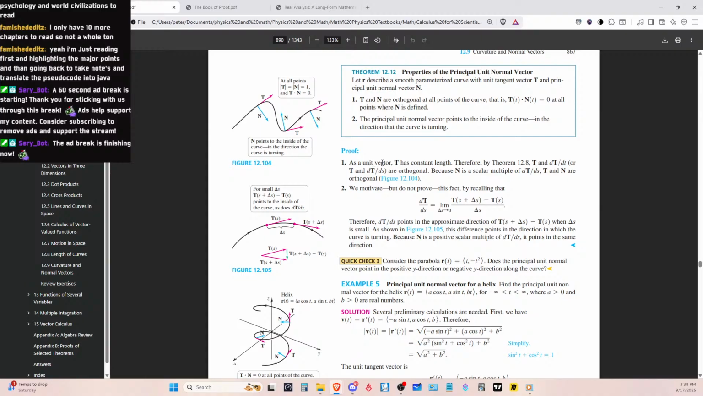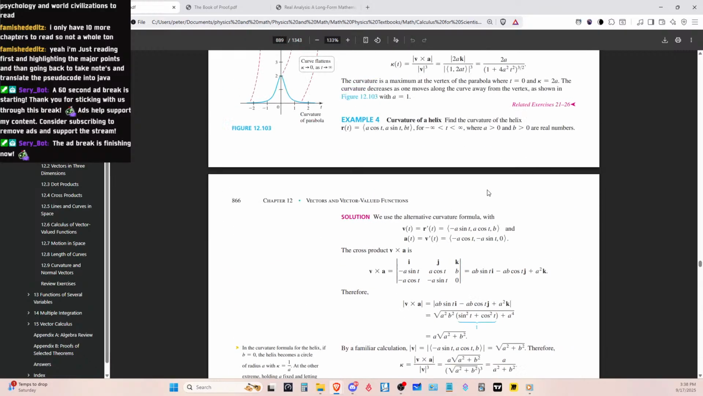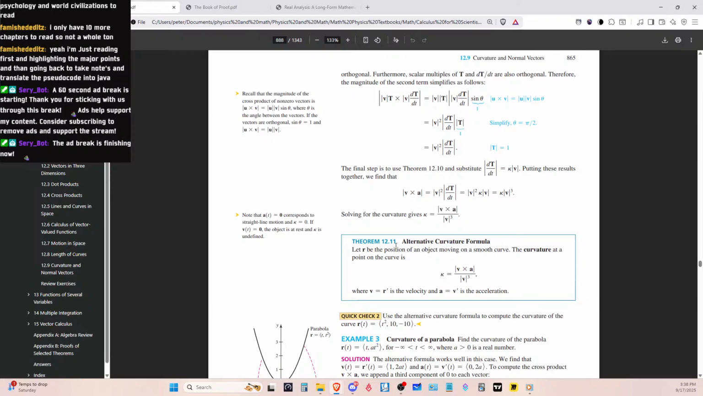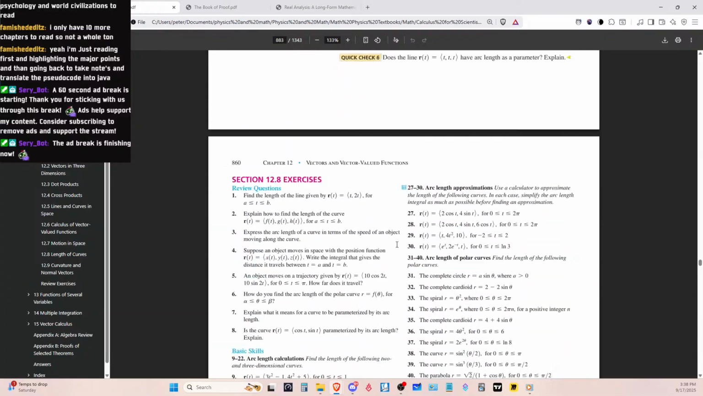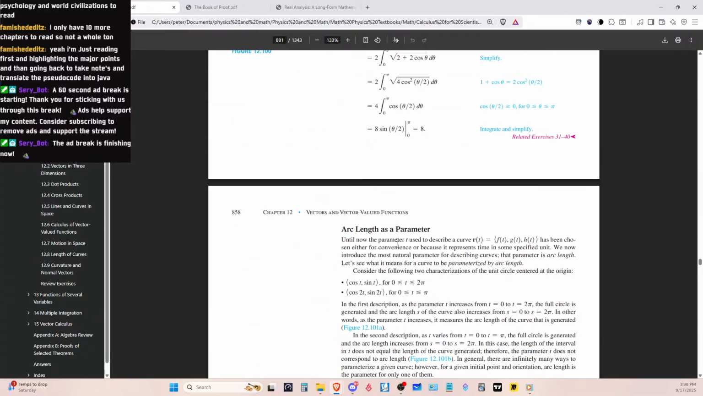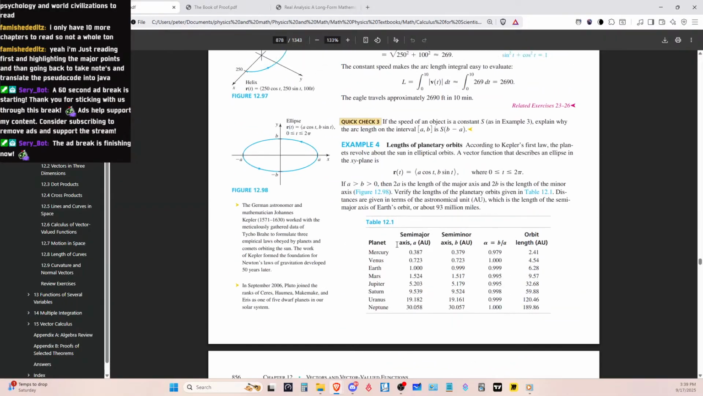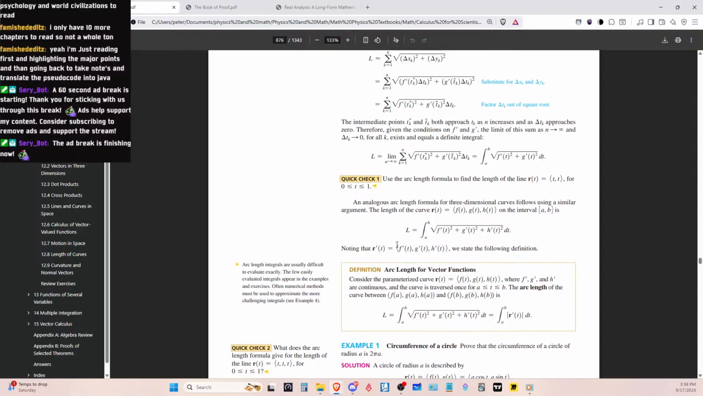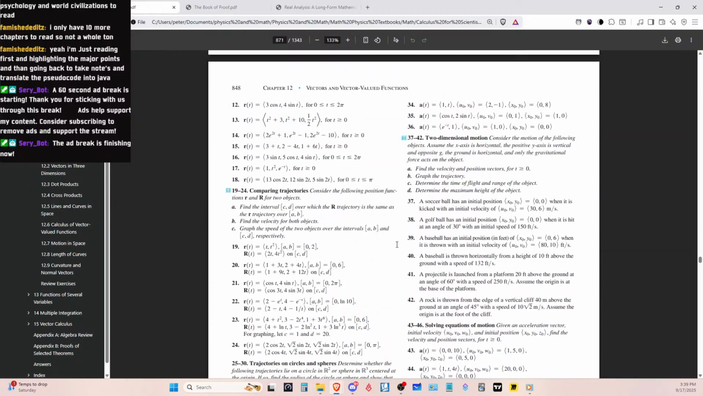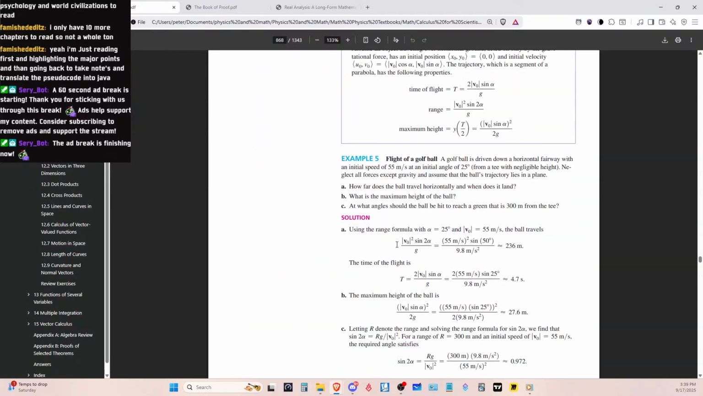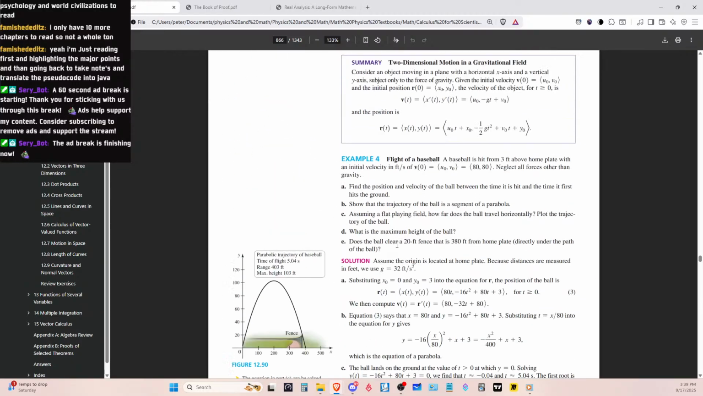Oh, they even show you the proof. Let's see, as unit vector T has constant length, therefore, by theorem 12.11, 12.10. I guess it's in the previous chapter here. 12.8. Wow, it's all the way back here.